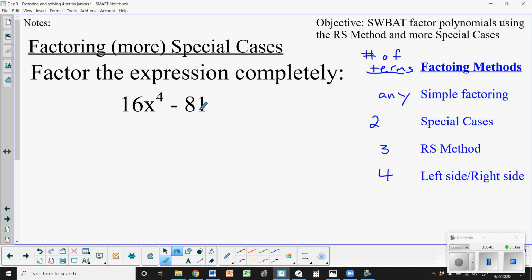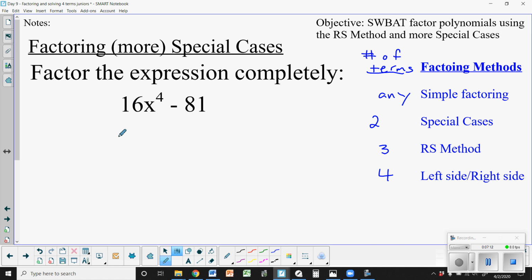So we have two terms here. Can we simple factor? That's any amount. Can we divide out a number? Nope, 16 and 81 don't divide by the same numbers. Okay, so now we're looking at special cases. Is this a difference of squares, difference of cubes, or sum of cubes? Well, it's not a sum, that's a difference. Is this a cube though? No, that's not a cube, but is it a square? I'm going to show you how this can be written as a square.